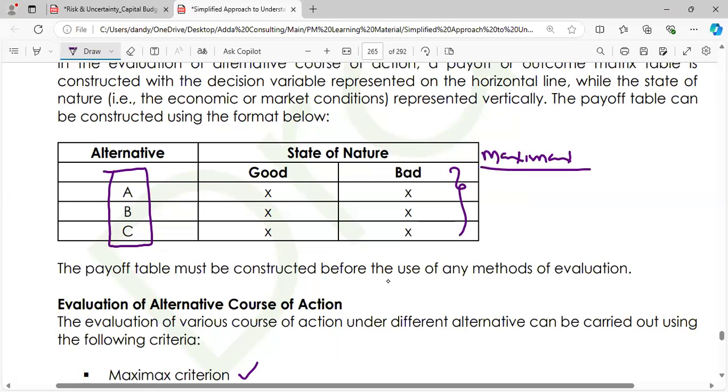For example, for alternative A, between good and bad, whichever one is the highest, you select it. Between alternative B, whichever is the higher one, you select it. Between alternative C, select the highest number. Once you have selected the highest value in each row, to make a decision you need to select the maximum of the maximum values. That is what you need to do under Maximax.